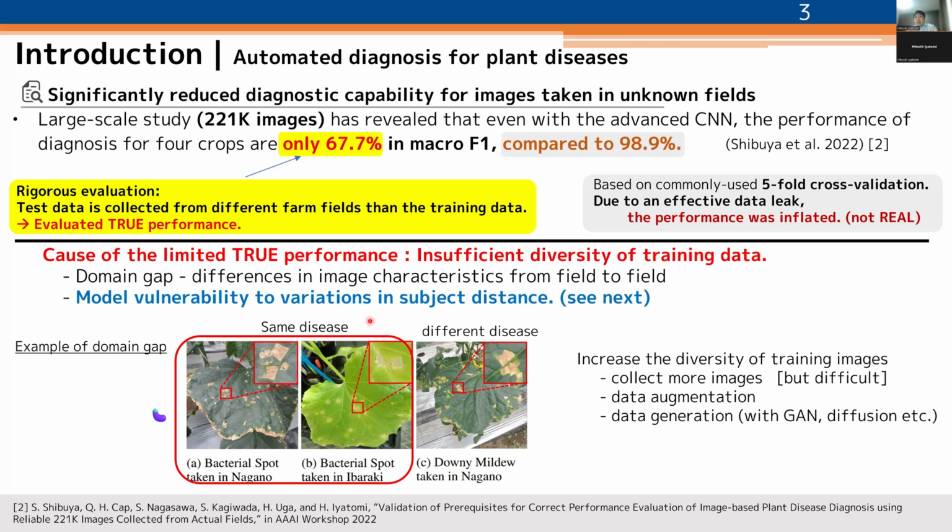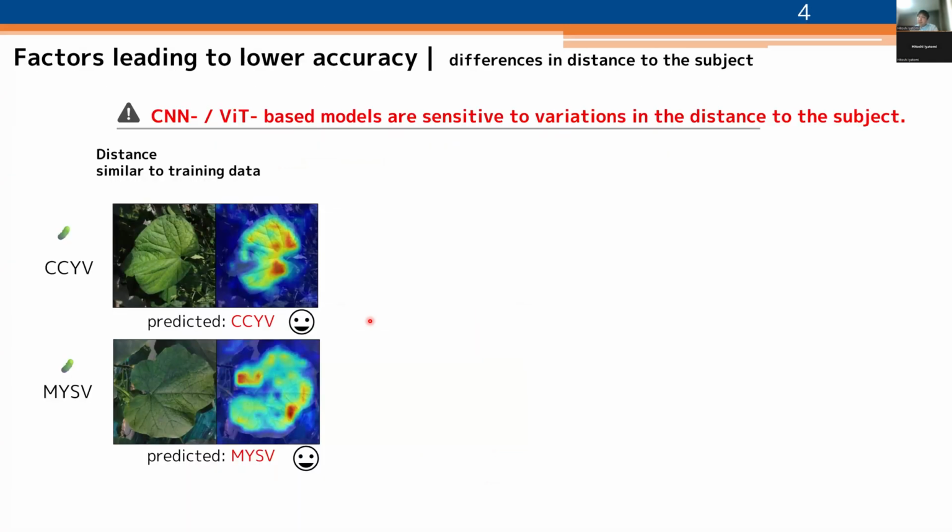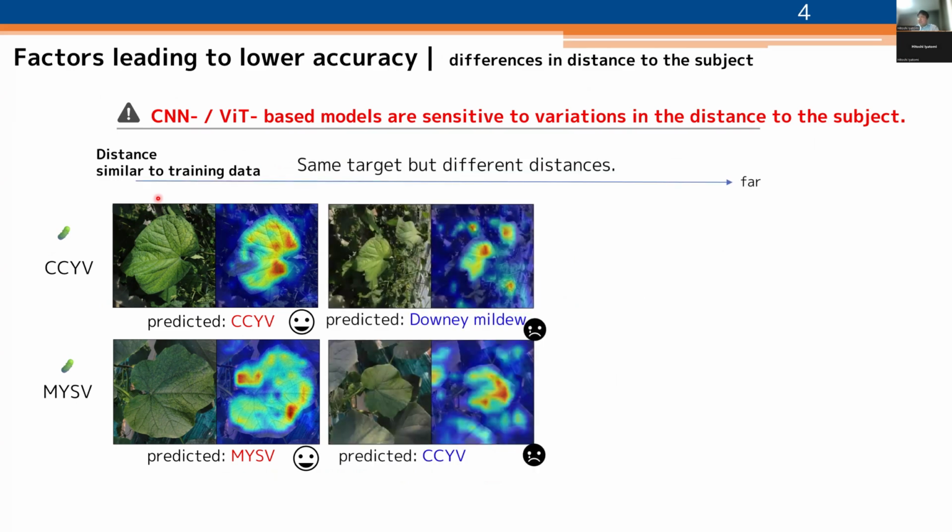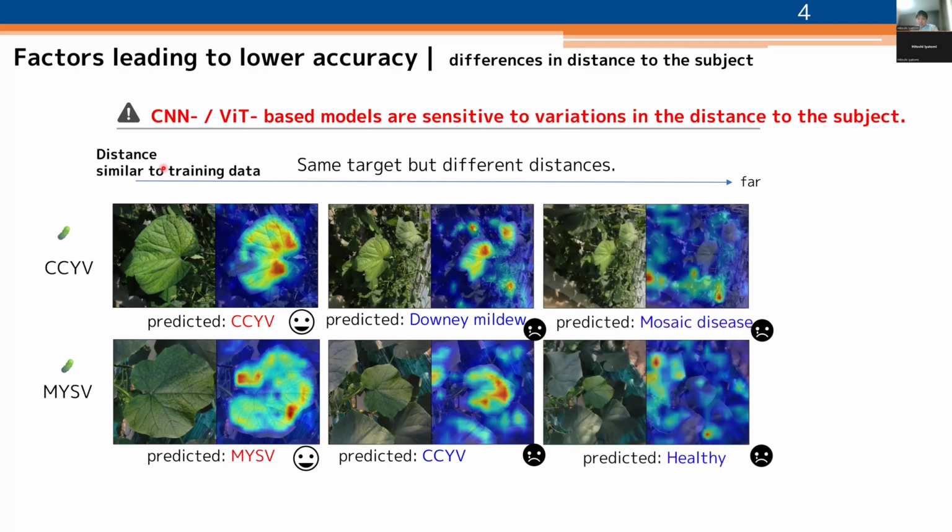Also, CNN or vision transformer image classification has a vulnerability to variation in subject distance. For example, here is a cucumber leaf infected by CCYV or MYSV viral disease. When the target test image is captured similarly to the training data in terms of shooting distance, the model provides a reasonable outcome, a correct diagnosis. But even for the same target, at a different distance, the model yielded a wrong diagnosis.